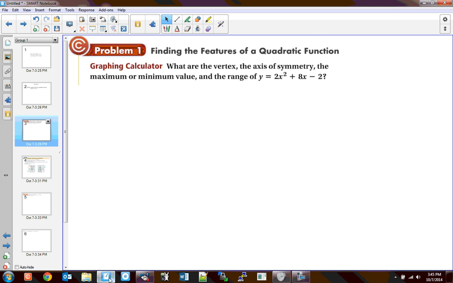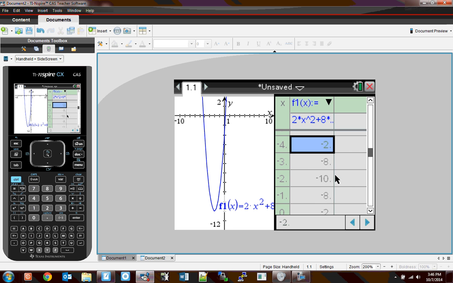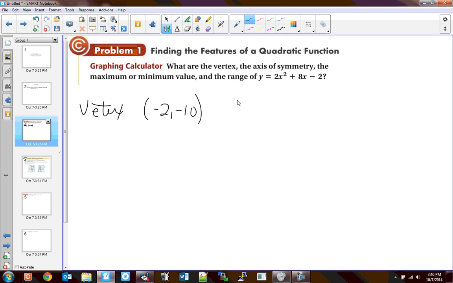All right, so let's flip back over here and write that down. We know that the vertex, all right, is -2, comma, -10. All right, because if you look at the graph, that is where it looks like it turns around. So we have -8, -10, and now we're going back up. So at -2 is where it turns around. All right, the next thing we wanted, let's go back, was the axis of symmetry. Well, that's easy because the axis of symmetry is simply x equals the x-coordinate of your vertex. So our axis of symmetry is simply x equals -2.